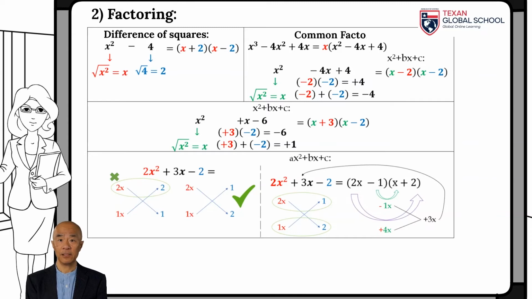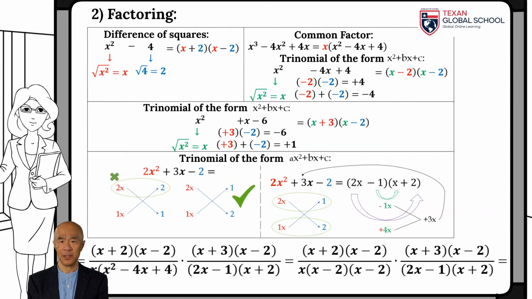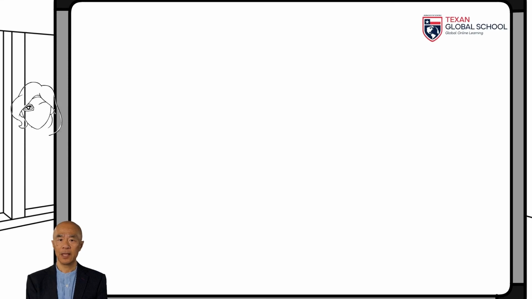In the next case, we first obtain a common factor, and then we have a trinomial of the form x squared plus bx plus c. So, x squared minus 4x plus 4 is factored as x minus 2 by x minus 2. The other trinomial x squared plus x minus 6 is factored as x plus 3 times x minus 2. Finally, we have a trinomial of the form ax squared plus bx plus c. Using the cross method, we can see that 2x squared plus 3x minus 2 is factored as 2x minus 1 times x plus 2.